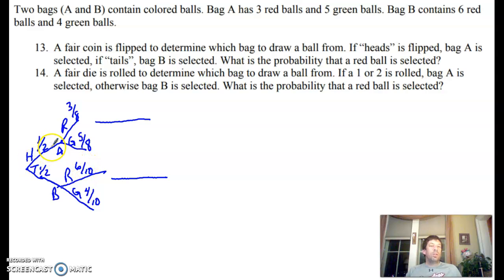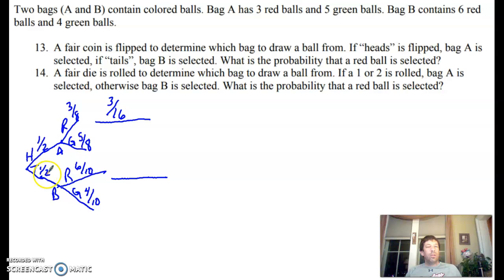And what we do with the tree diagram is we multiply probabilities along the branches. So we would multiply 1/2 times 3/8. So 1 times 3 is 3. 2 times 8 is 16. So the probability that we flip a heads and draw a red is 3 out of 16. Remember we said when you've got "and," that means you're multiplying your probabilities together.